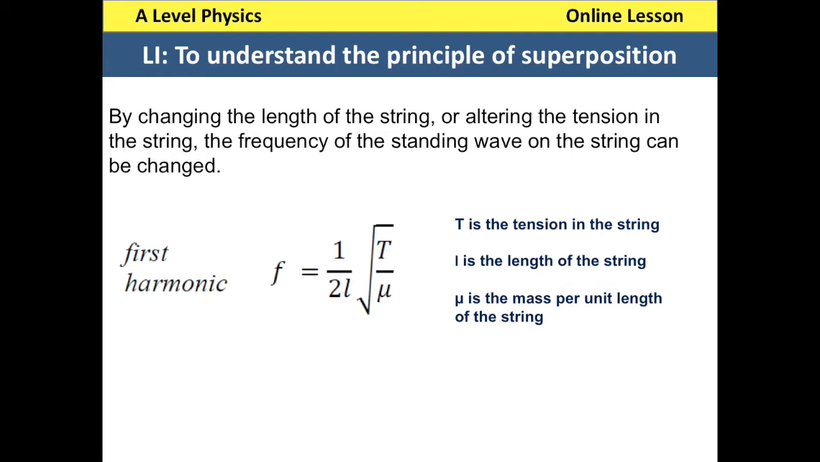You do need to know, though, that that equation is what would give us the frequency of the first harmonic. The frequency of the second harmonic will be double that frequency. The frequency of the third harmonic will be 3 times f.